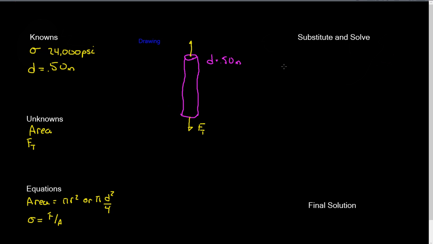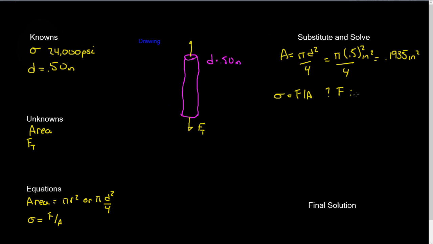So looking at our equations for area, the area equals pi d squared divided by 4. If I substitute in pi times 0.5 squared divided by 4, in inches squared, that equals about 0.1935 inches squared. Now looking at the stress within the rod, we've said that it's going to equal the force divided by the area. And my question is, what is the force?